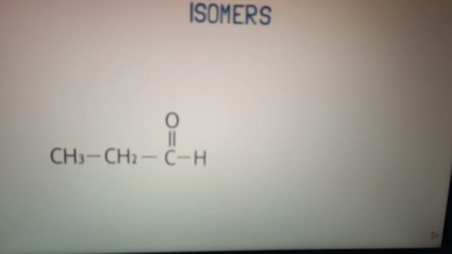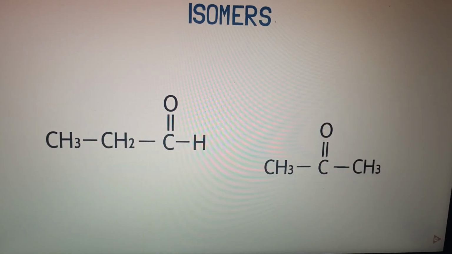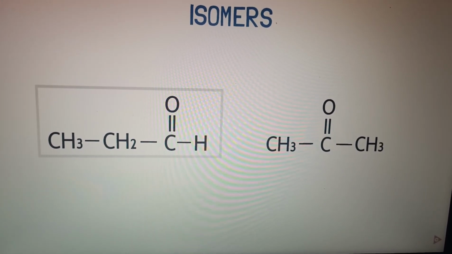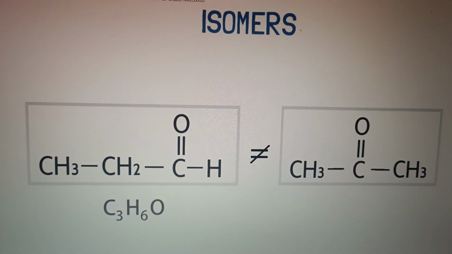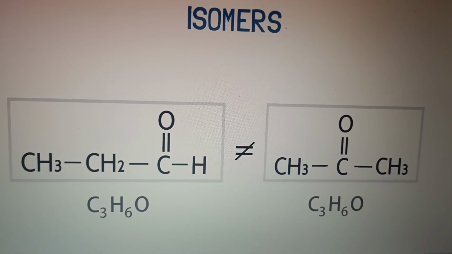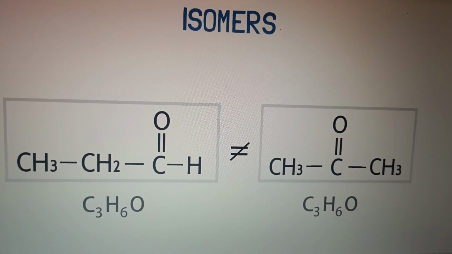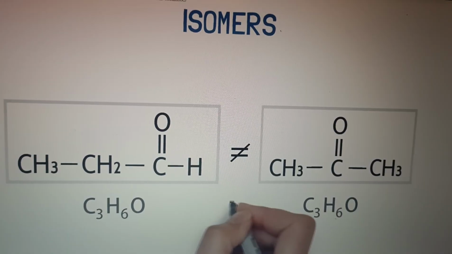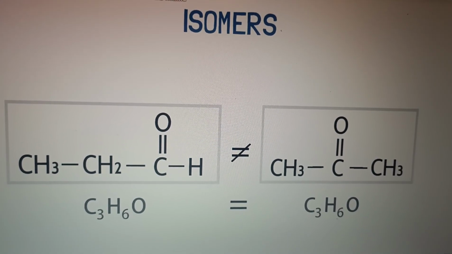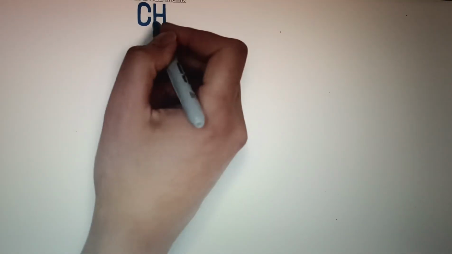The first one is CH3CH2COOH and CH3COCH3. The structures are not the same, but their molecular formula is the same. The first one is C3H6O and the second one is C3H6O. Compounds like this are called isomers. Their structures are different, but their molecular formula is the same.